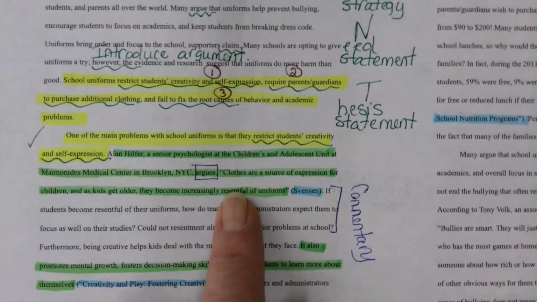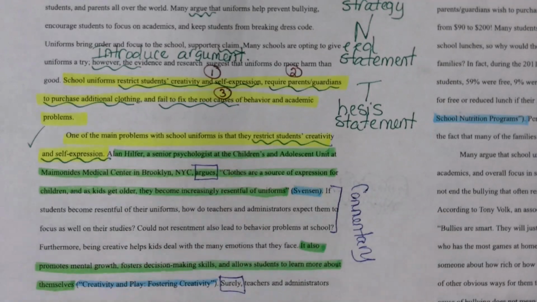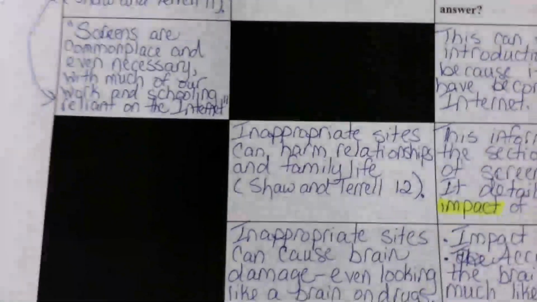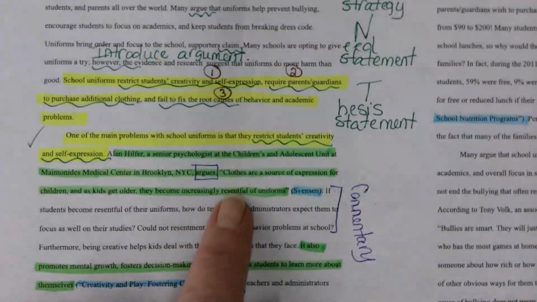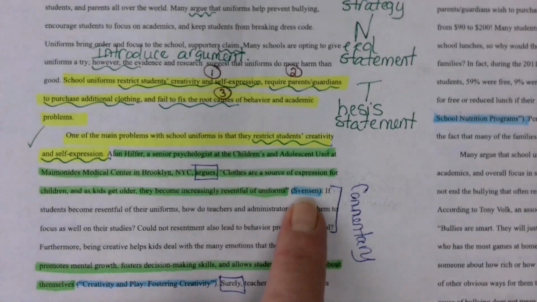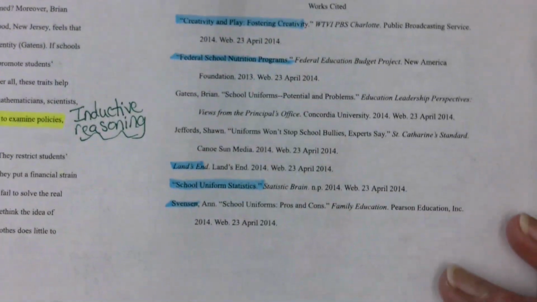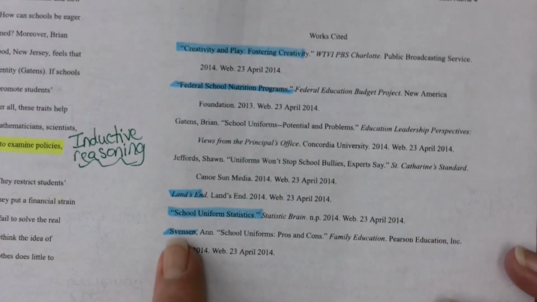I highlighted this in green because it's a piece of evidence. And where did they get that evidence? They would have gotten it from the notes that they took. And notice this was a direct quote that they have in their body paragraph. I highlighted the parenthetical citation in blue. If you flip your papers over, you will see that Svensson matches one of their works cited. So I have highlighted it in blue.